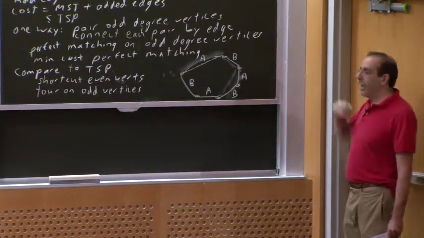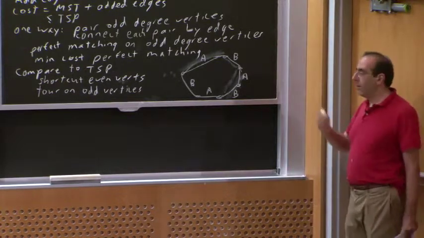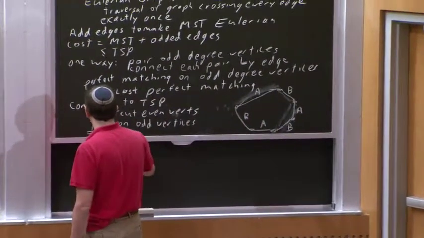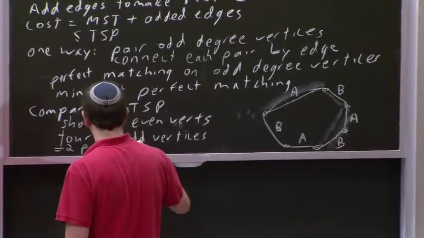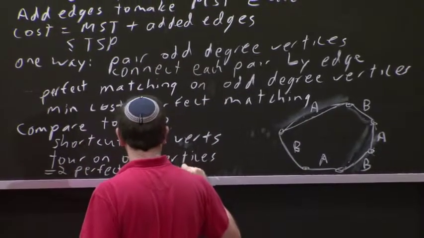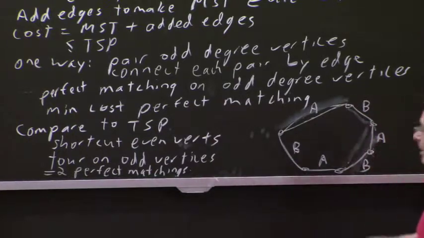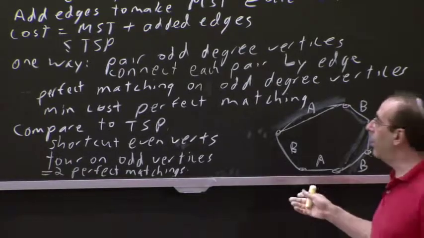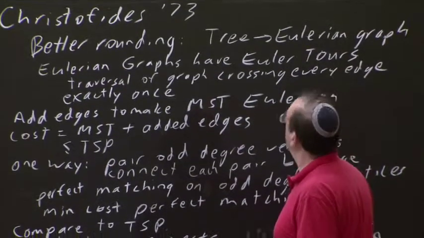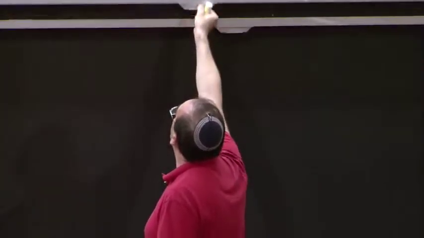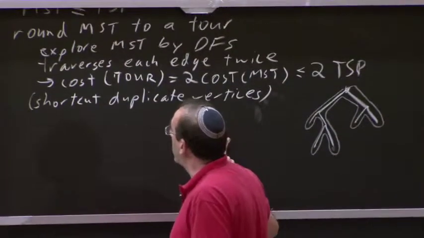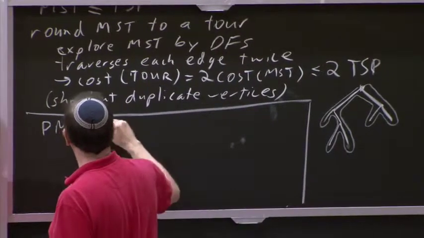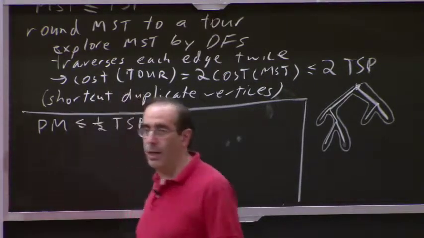Okay. The A edges form a perfect matching, right? The B edges also form a perfect matching, right? So in fact, this tour is equal to two perfect matchings. So if I can make the tour out of two perfect matchings, one of those two perfect matchings must be at most half of the tour. So instead of running all the way across to the other board, let me just finish the story here. Right. So the perfect matching is less than or equal to 1/2 of the TSP.